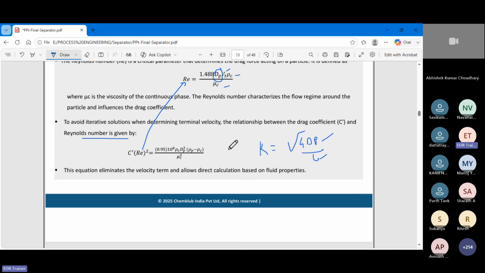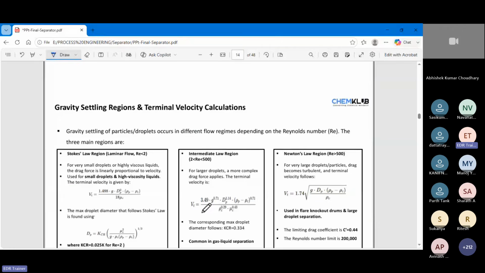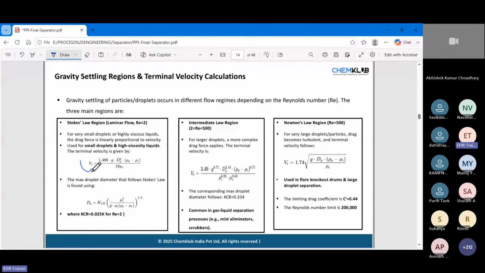Now, how to calculate the terminal settling velocity? You can calculate it by using these three formulas: Stokes law, the intermediate law, then Newton's law. We can do the calculations in detail when we have enough time, because at least 2 to 3 hours will be required to solve the examples. We have to calculate all three values and check which terminal settling velocity we have to choose, because this is a trial and error method.